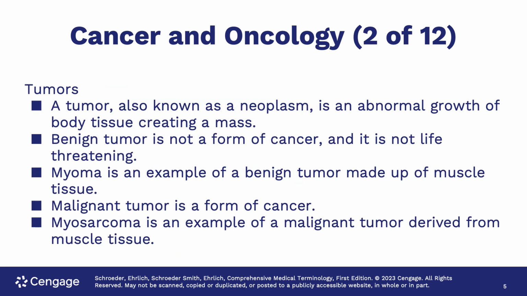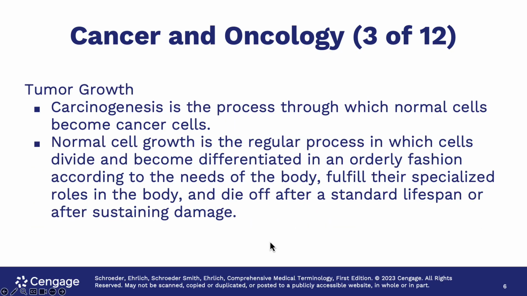So what are tumors? Tumors are also called neoplasms. They're an abnormal growth of body tissue that creates a mass, but you have both benign tumors and malignant tumors. So a benign tumor is non-life threatening, and myoma is a benign tumor made up of muscle tissue. Malignant tumors are forms of cancer that can be life-threatening, and myosarcoma is a malignant tumor derived from muscle tissue. So myoma is the benign version, myosarcoma is the malignant version.